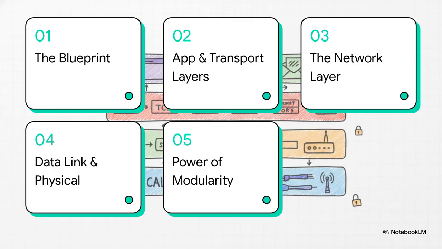So here's our roadmap for today. We'll start with the blueprint, then look at the application and transport layers, move on to the network layer, dive into the data link and physical layers, and finally wrap up with the power of modularity, a top-down journey from your screen straight to the physical cables.